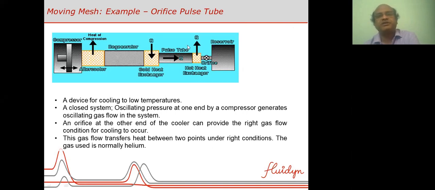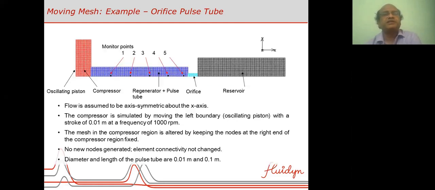And on the way back, there is a reverse flow. So we want to model this problem. For example, at the end, there is an oscillating piston, and the air in this region gets compressed. And there is a small orifice here. It expands. This is the reservoir.